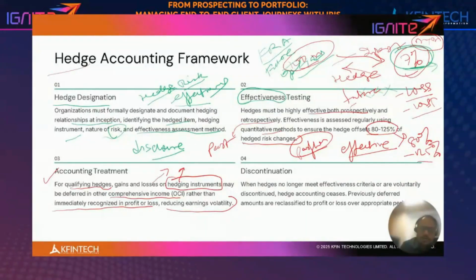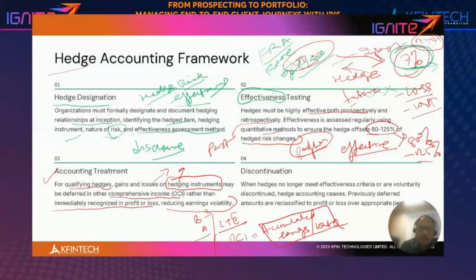What is OCI? So you have the balance sheet. The balance sheet has two legs: asset, and liability plus equity. Your balance sheet is like this: asset on the left hand side, liability plus equity on the other side. So OCI is basically accumulated earnings and losses.